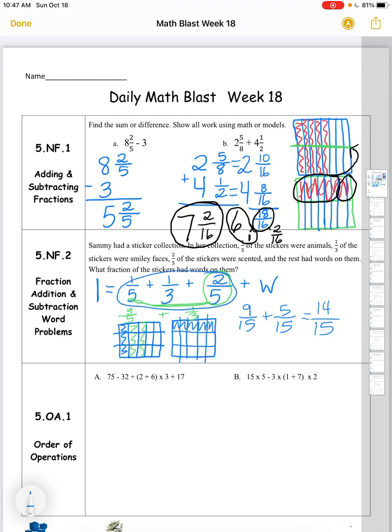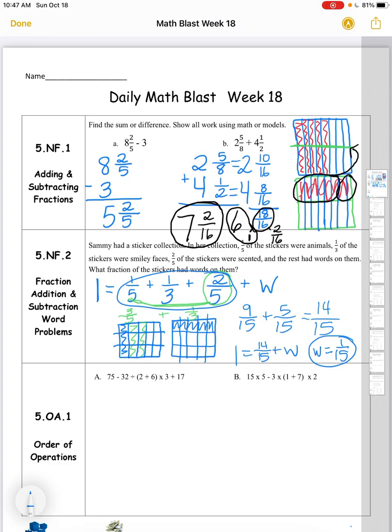So we know that all of this is 14/15. So 1 is equal to 14/15 plus W. Well, if I take my 1 whole, which is 15/15, and I know that I already have 14/15 accounted for, then W has to equal 1/15. So I can state that the stickers that had words on them would be 1/15 of the collection.